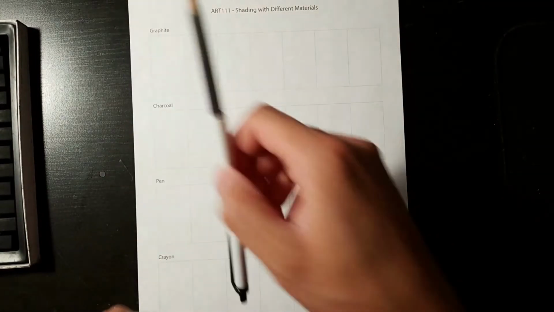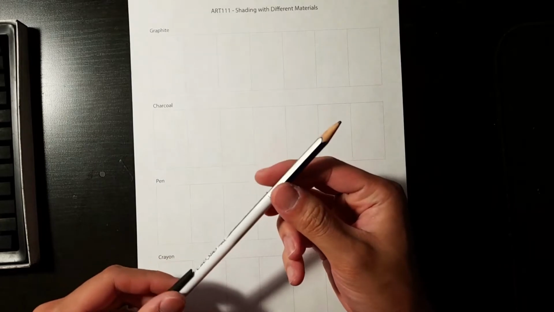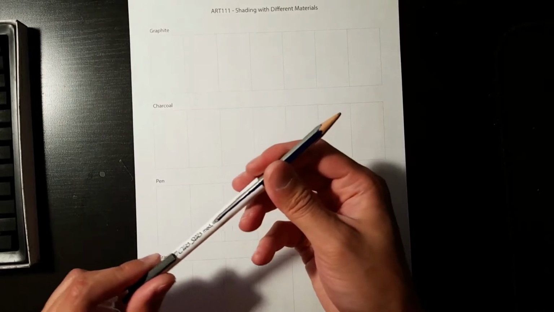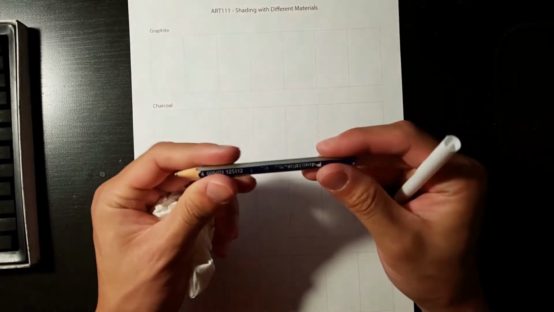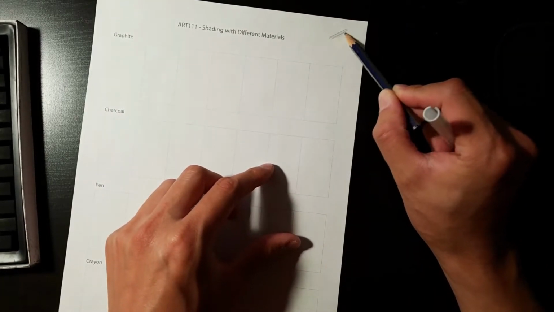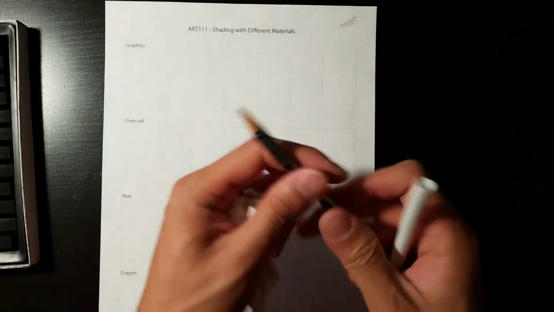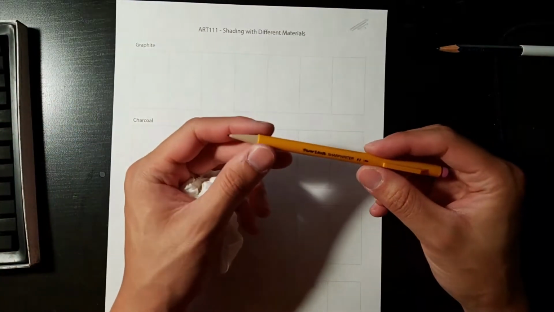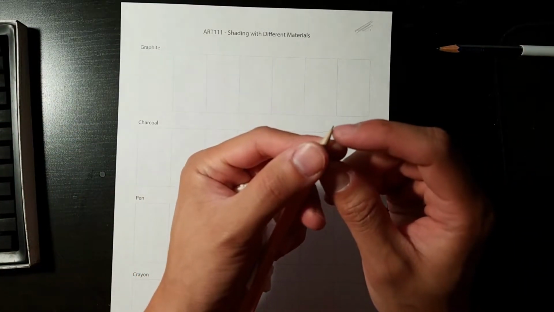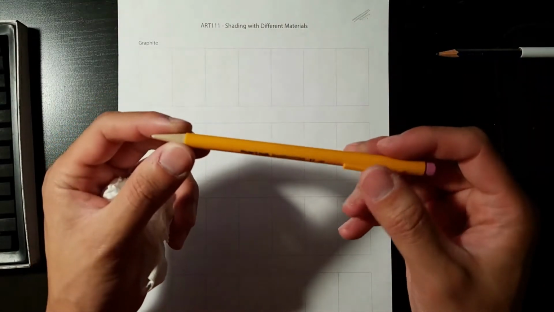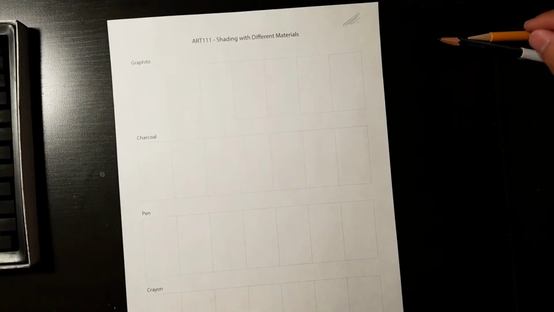So here I have a drawing pencil. This is the only pencil that I could find. I don't know where all my drawing pencils go, and I'm not sure what the grade is, but I feel like this is a very hard pencil, maybe 2H. But I also have this mechanical pencil. The lead right here is actually graphite, just like the pencil. I believe that is HB. So we have 2H and HB.